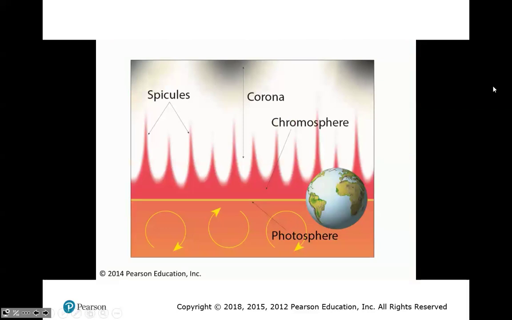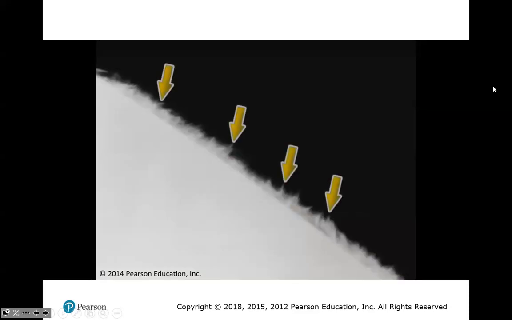The sun's atmosphere consists of the chromosphere and the corona. The chromosphere is the part that is shown here in this pinkish sort of color here on this diagram. You can see that there are little filaments that stick up. These are called spicules. Here's a look at some of the spicules sort of on the edge of the sun as viewed at a solar observatory.